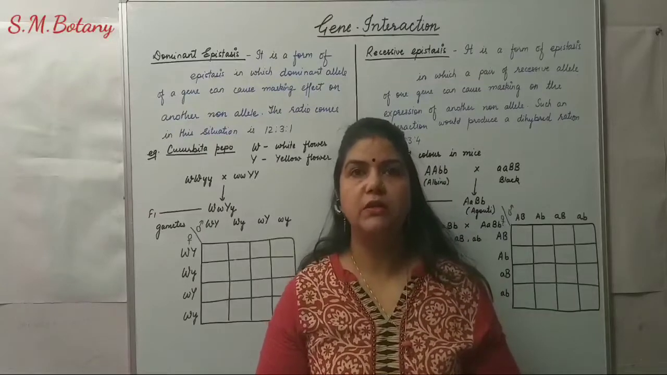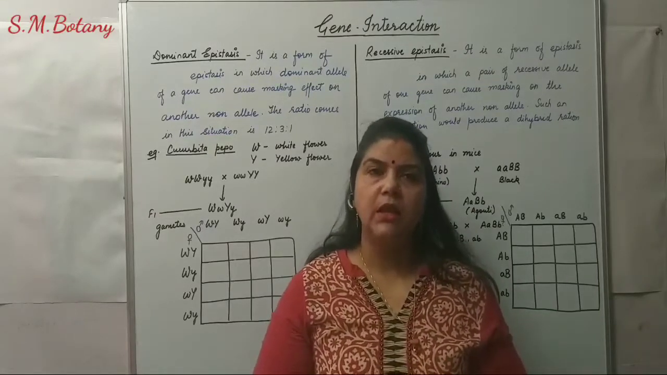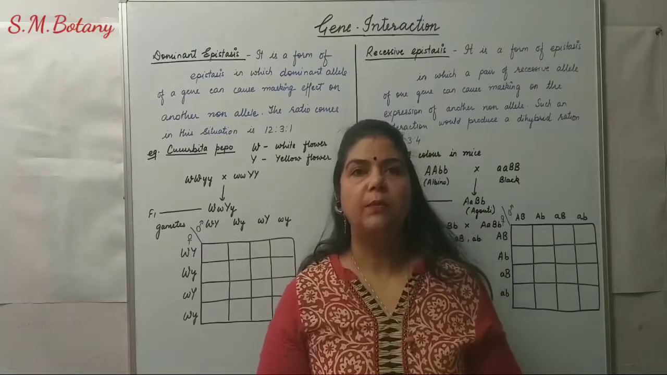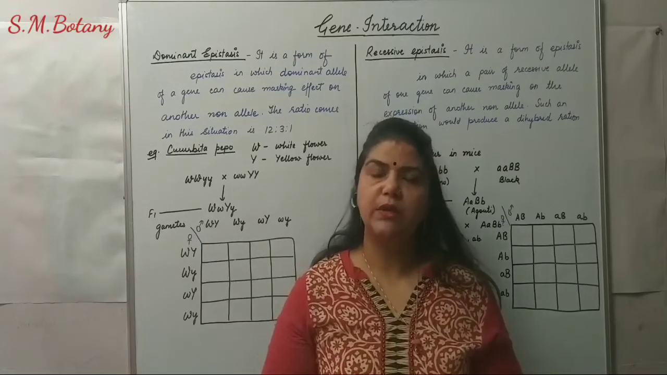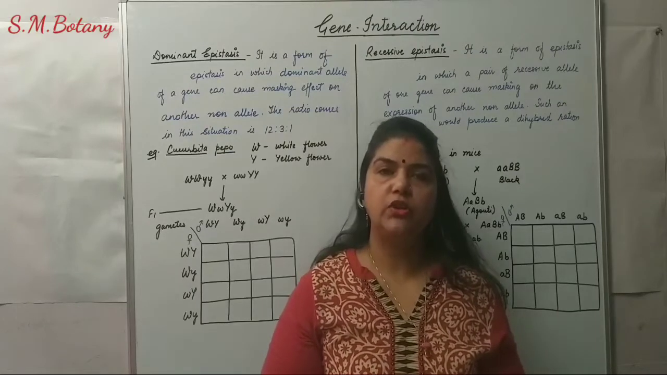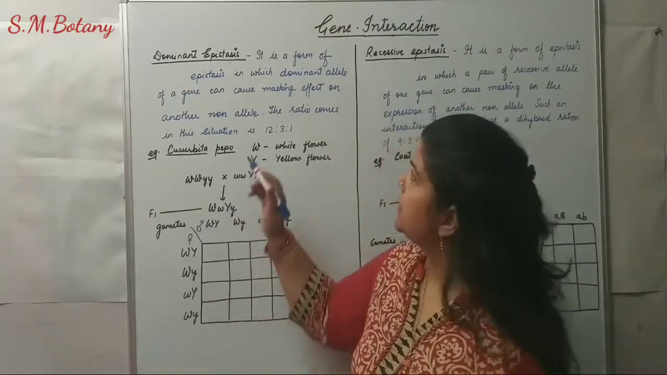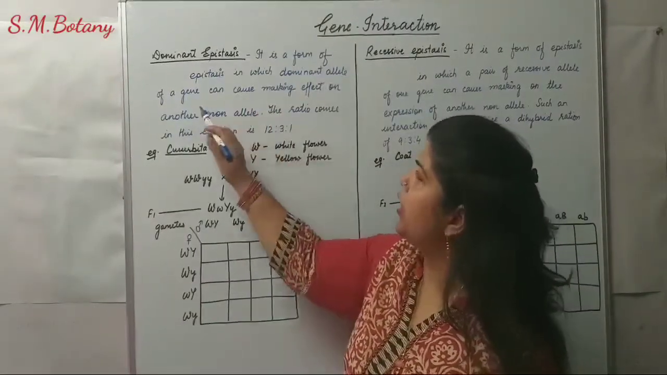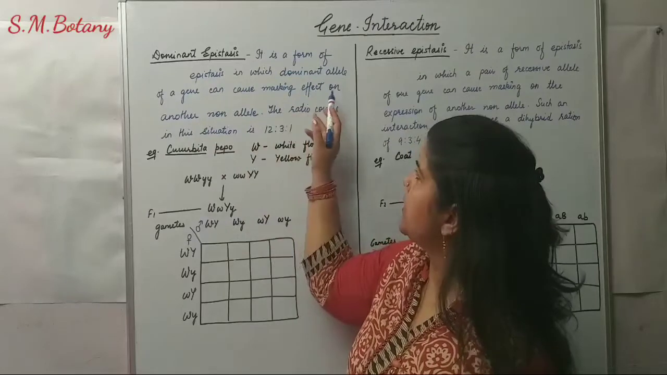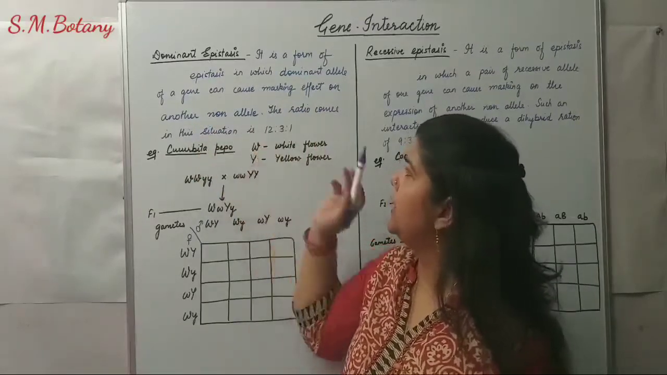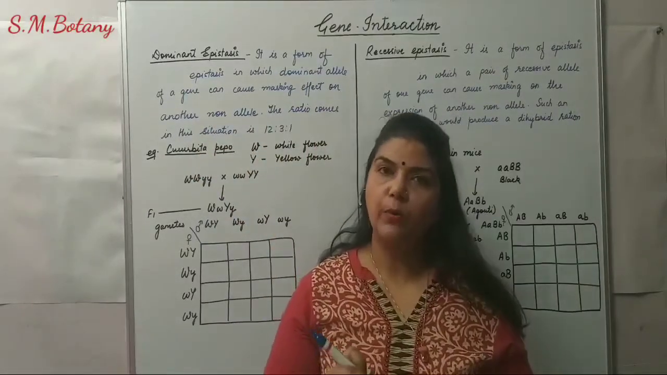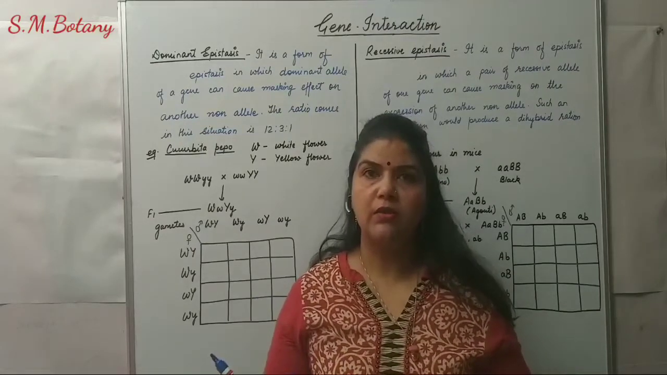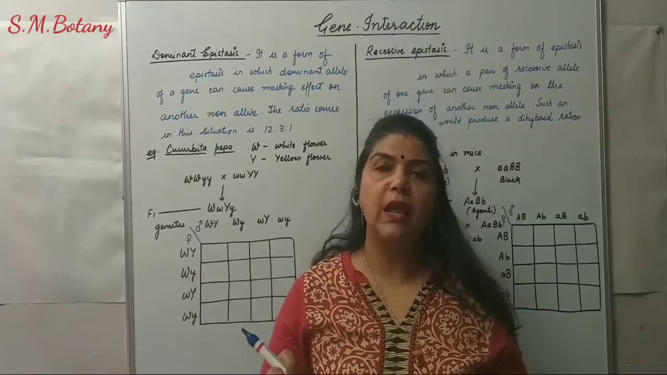In this video, we will discuss dominant epistasis. In our last video, we discussed epistasis and the types of epistasis. Here is the definition of dominant epistasis. It is a form of epistasis in which a dominant allele of a gene can cause a masking effect on another non-allele. It means one dominant allele of a chromosome can cause a masking effect on another non-allelic gene.